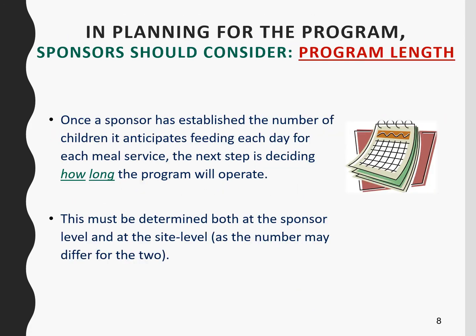Sponsors should also consider program length. Once a sponsor has established the number of children it anticipates feeding each day for each meal service, the next step is deciding how long the program will operate. This must be determined both at the sponsor level and at the site level, as the number may differ for the two.